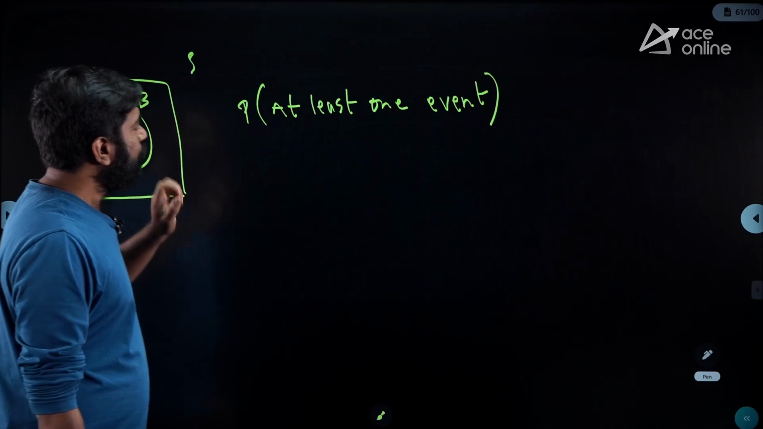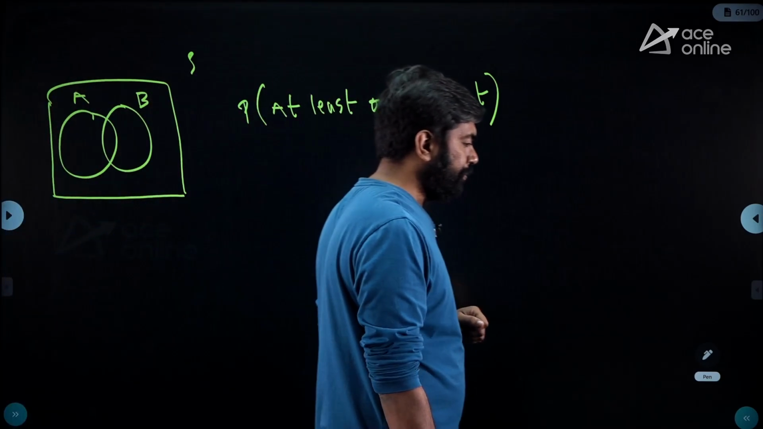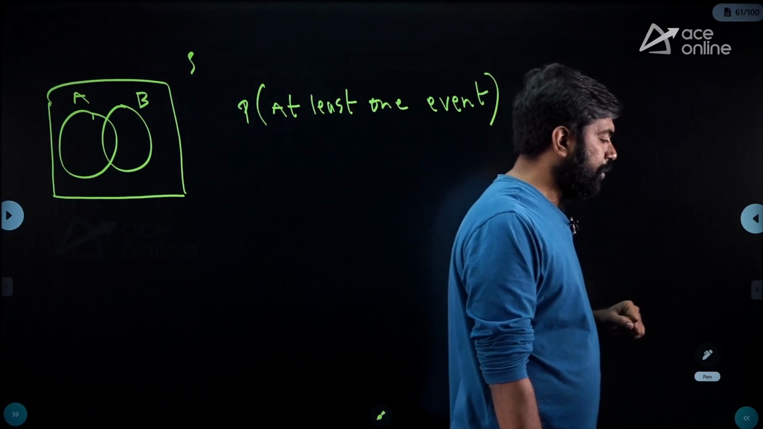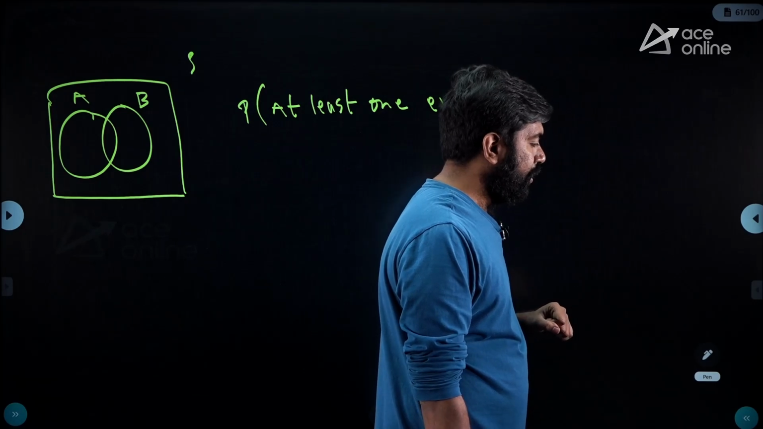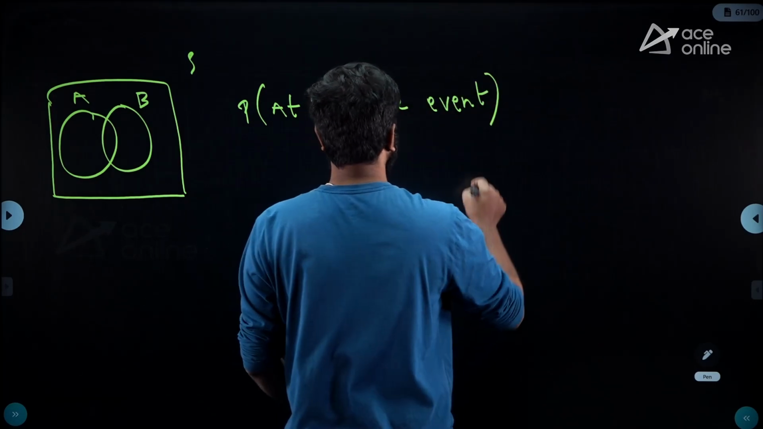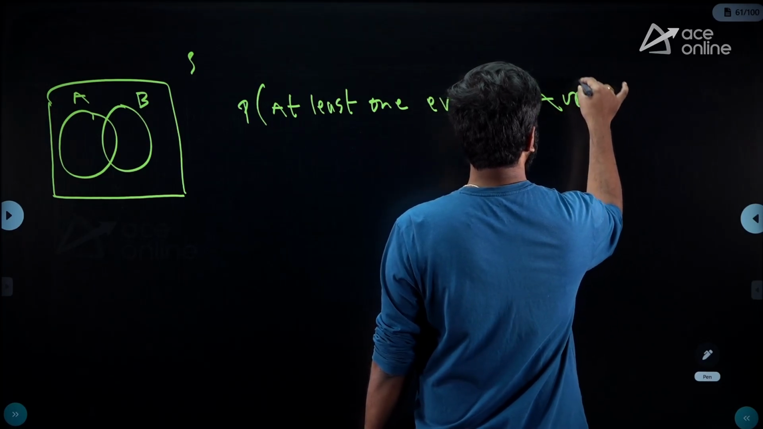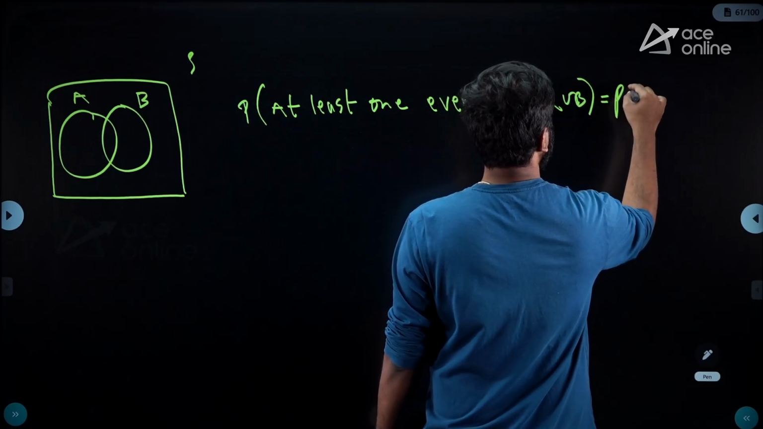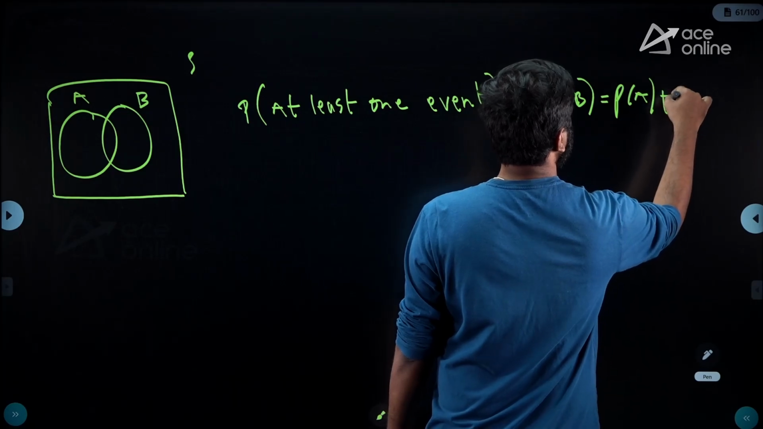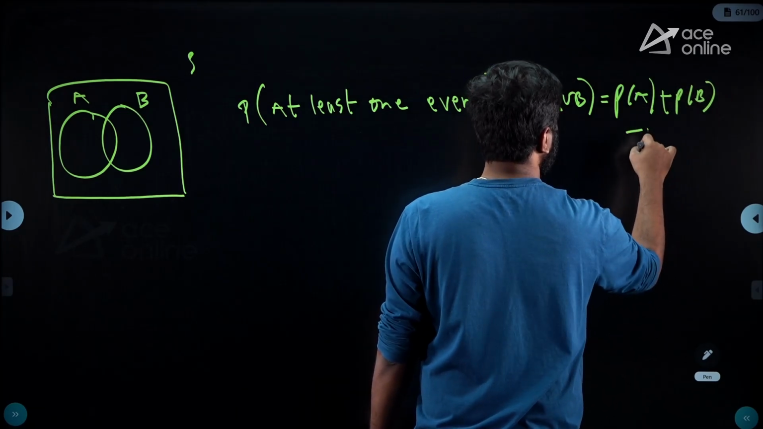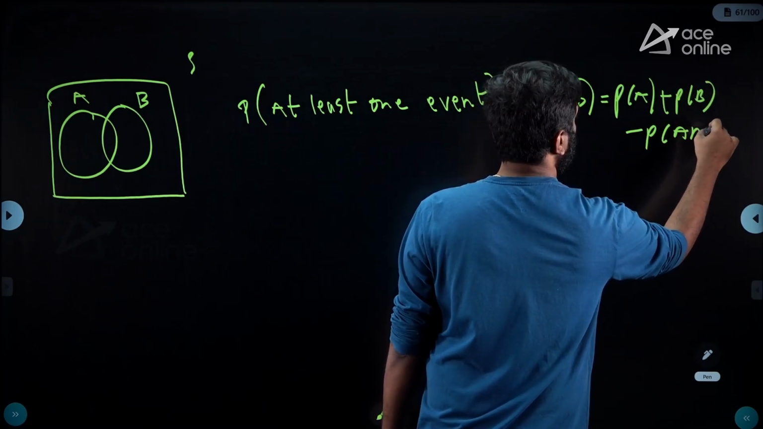What's the probability of at least one event? Can someone reply? Satvik says it is P of A union B. Ayush says A union B. Yes, you're all right. It is P of A union B. And you know how to find it? It is P of A plus P of B minus P of A intersection B.